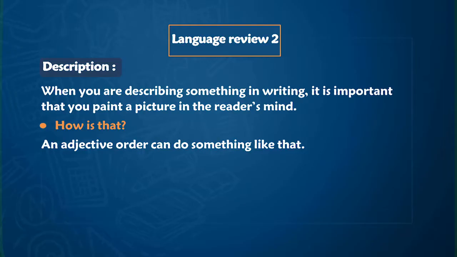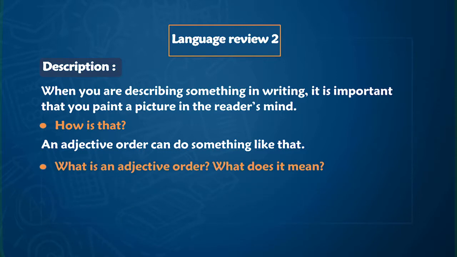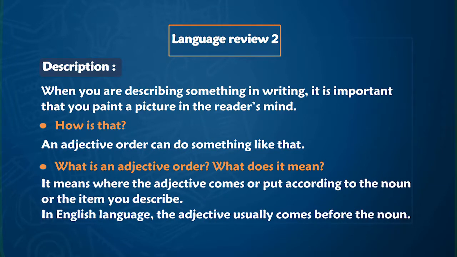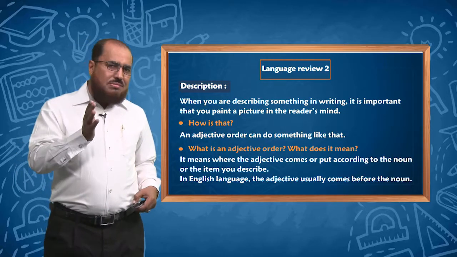An adjective order can do something like this. Adjective order. What's an adjective order? What does it mean? An adjective order means where the adjective can be put according to the noun you describe. Where can you put the adjective? What kind of adjective can you use in your description or in your writing according to the item you describe?